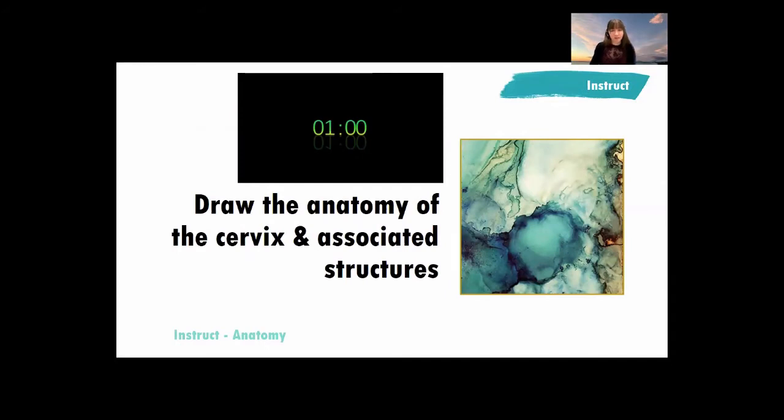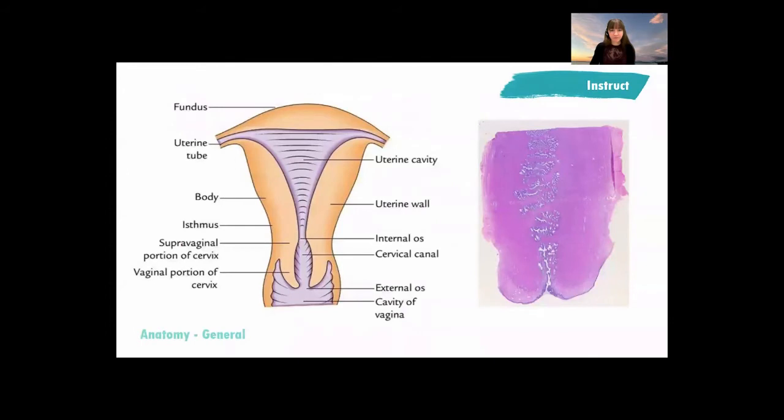In this exercise, we would like you to draw the anatomy of the cervix and its associated structures. Now here we have the image of a uterus. The cervix lies at the lower pole of the uterus, beginning at the internal os and extending to the external os. The cervix consists of the outer ectocervix, the external os, or the external opening, the endocervical canal, the internal os, and the surrounding stroma.